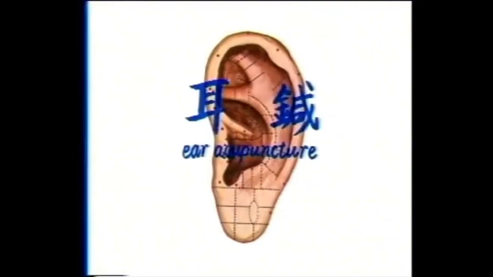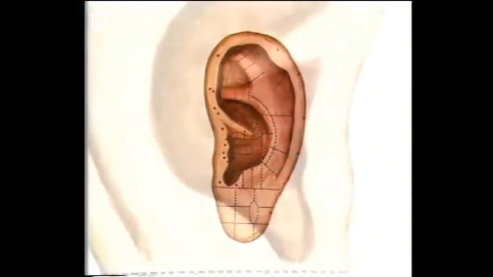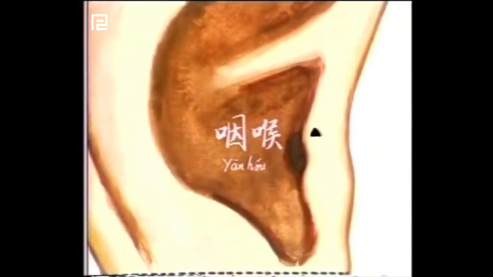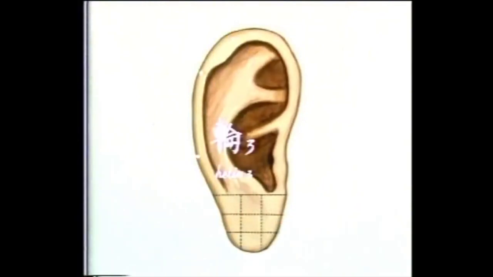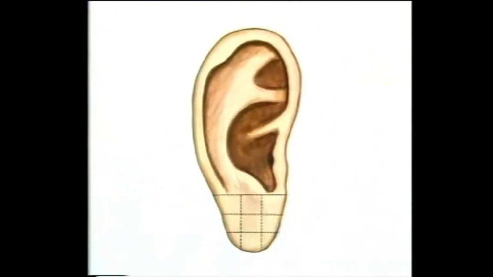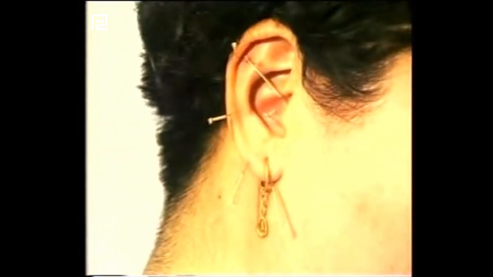Auricular acupuncture. Select points throat, lung, tonsil, helix 1, helix 3, and helix 5. Moderate to medium stimulation. Retain needles for 1 to 2 hours. Embedding seeds are followed.